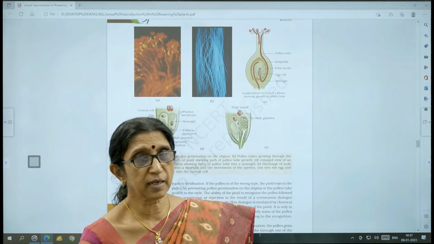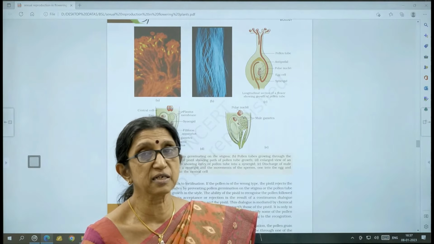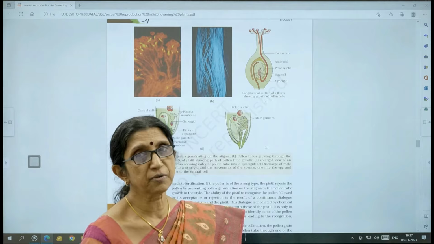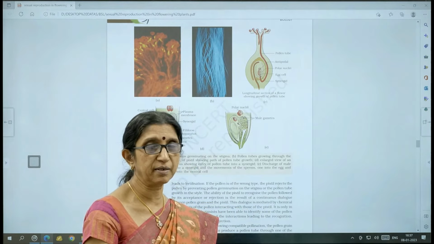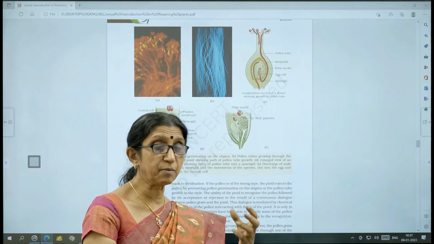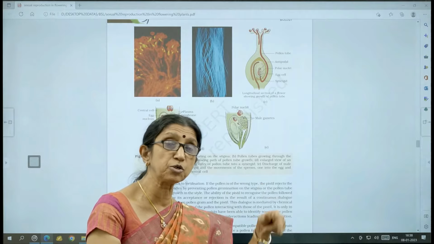One is porogamous, second is chalazogamous, and third one mesogamous, or porogamy, chalazogamy, and mesogamy. Is it clear? This depends upon the mode of entry of the pollen tube into the ovule.